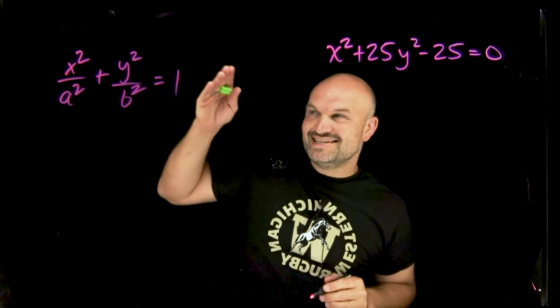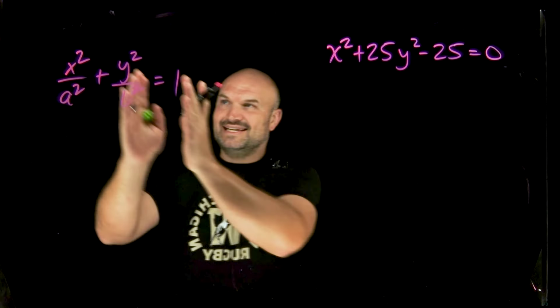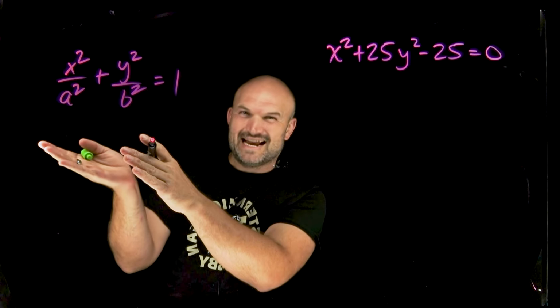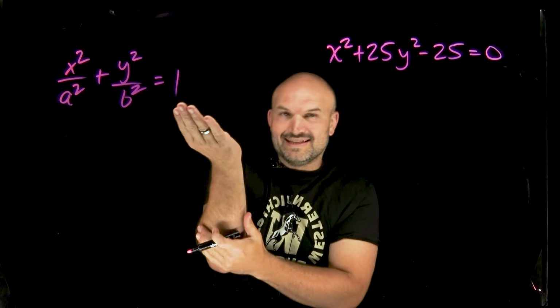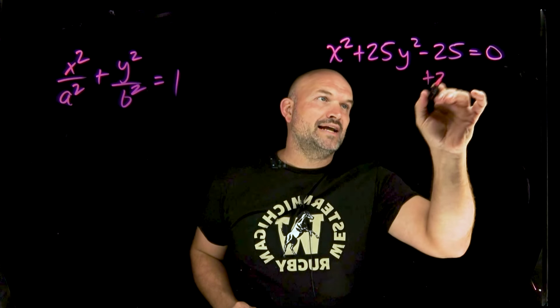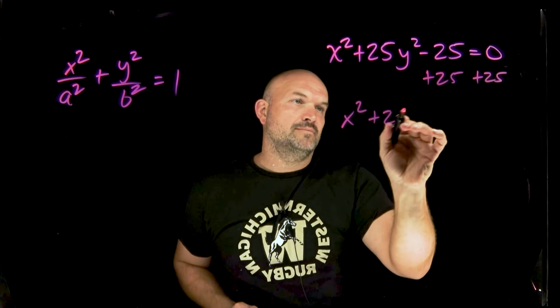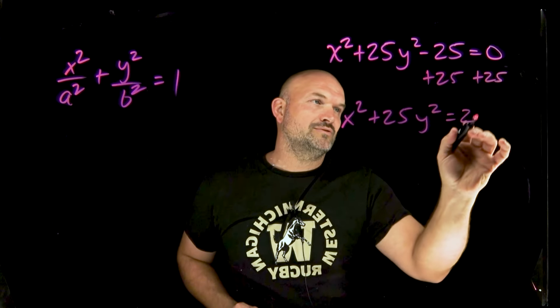All right, notice it's equal to 1. And a lot of students kind of bypass this. They just try to get the x squared and the y squared, and they get the denominators, and then they kind of totally forget that it's supposed to be equal to 1. It's not supposed to be equal to 25. So a lot of students will add a 25 to both sides, which is absolutely correct, right? Then we have x squared plus 25 y squared is equal to 25.